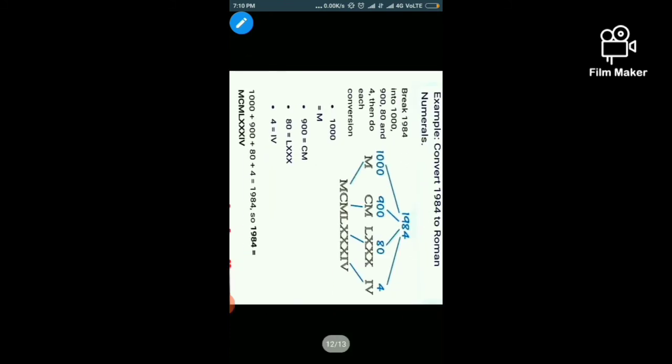One more big example here, 1984. First we'll break 1984 as 1000, 900, 80, 4. 1000 is denoted by M, 900 is denoted by CM, 80 is denoted by LXXX, 4 is denoted by IV. So the result is M, CM, LXXX, IV. Okay, so these are clear to all of you. And you will see the rules also.